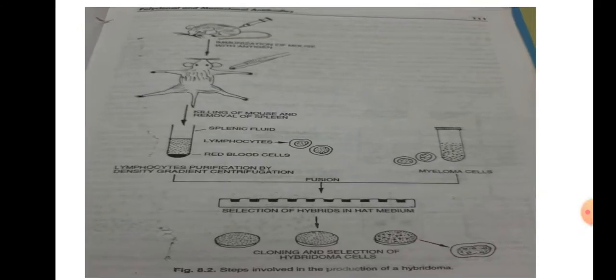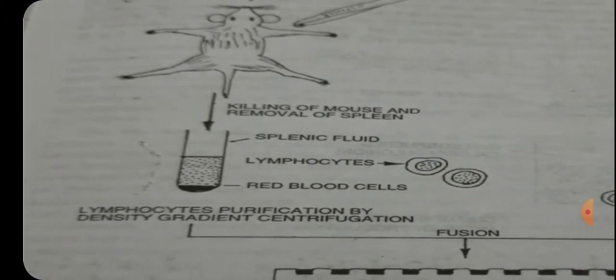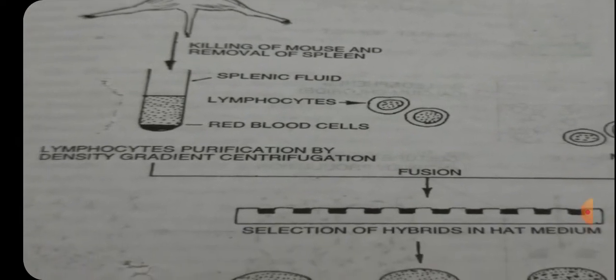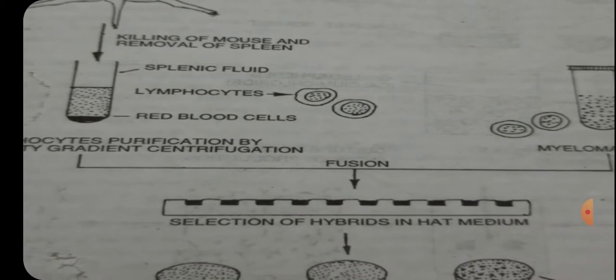Now let us see this diagram. In the first step, the mouse is immunized with an antigen, and after the final dose is given, three days later the mouse is killed and the spleen is removed. The spleen fluid consists of fluid, RBCs and lymphocytes. We need only lymphocytes, so it is centrifuged. The lymphocyte purification is by density gradient centrifugation, obtaining pure normal lymphocytes from the spleen of the mouse.